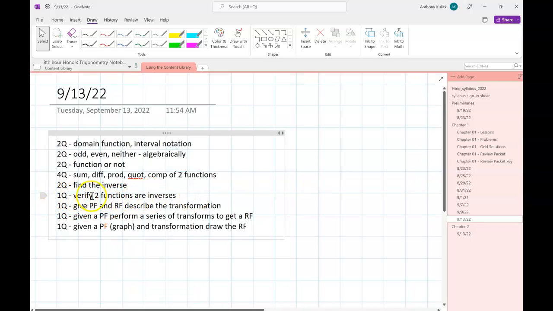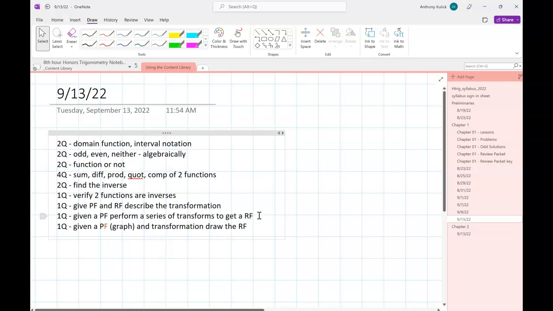One question where I ask you to verify that two functions are inverses. How do I do that? Put them in each other. Yeah, f of g of x and then g of f of x should both give us x. Yep. One question where I give you a parent function and a resultant function and ask you to describe the transformation in words in the correct order. Everybody's okay with that? Okay.